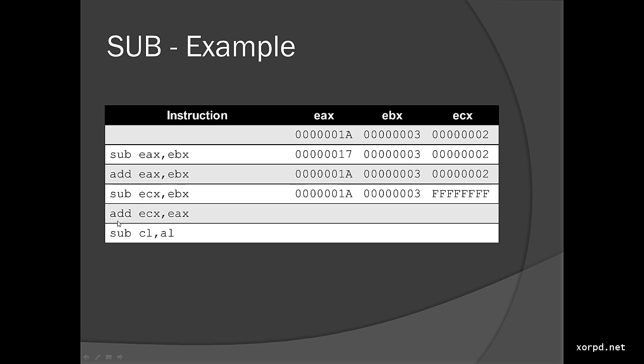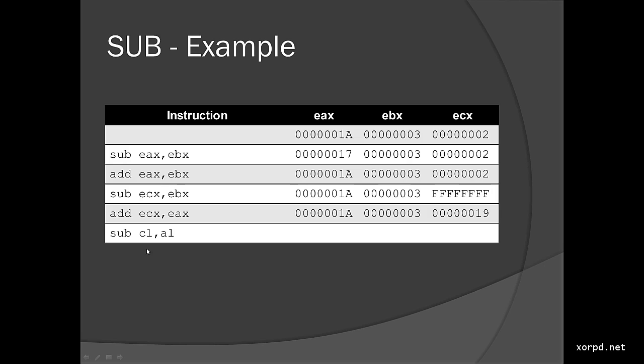The next instruction, add ECX, EAX. We take this number, which is made of all F's, and add EAX, which is 1A. Can you guess the result? I can remind you that adding to the F's has the strange effect of being equivalent to decreasing the number. Indeed, we are actually going to get 9 as the result.